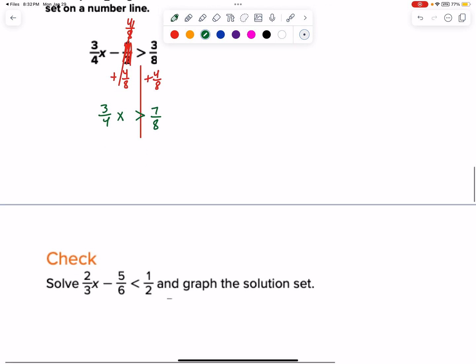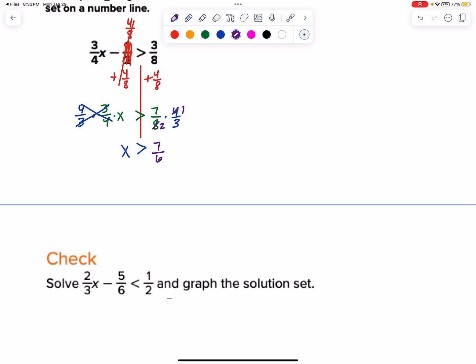Okay, then we can go ahead and get rid of that times 3/4 by dividing by 3/4. But remember, we don't divide by fractions. Instead, we multiply by the reciprocal. So multiplying by 4/3, this whole thing cancels out. We didn't multiply or divide by a negative, so x is still greater than, and then we can cross simplify this a little bit here. So divide by 4 is 1, divided by 4 is 2, and we're left with 7/6.